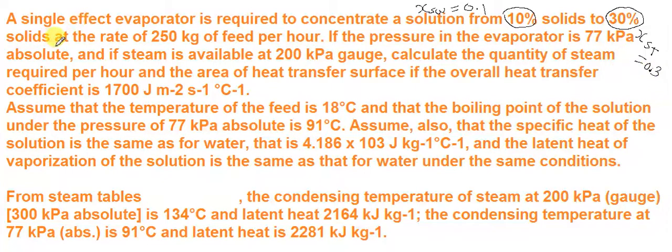The flow rate of solids is 250 kg per hour. So this 250 kg per hour is the input flow rate of weak liquor. With respect to our symbols, this MW, the mass flow rate of weak liquor, is 250 kg per hour. So I am writing these given values with respect to our symbols.